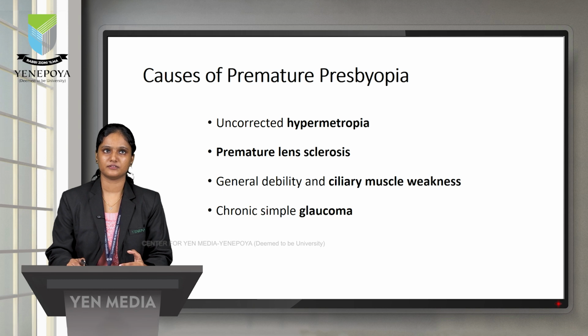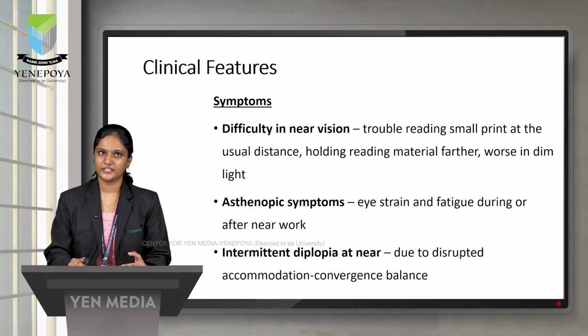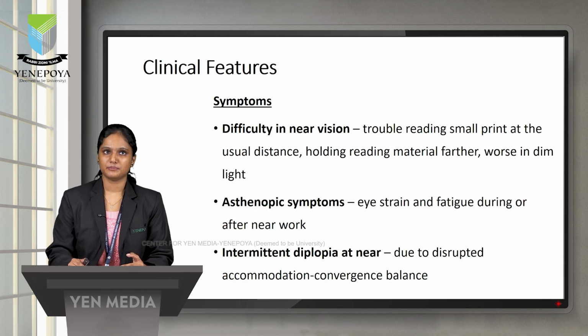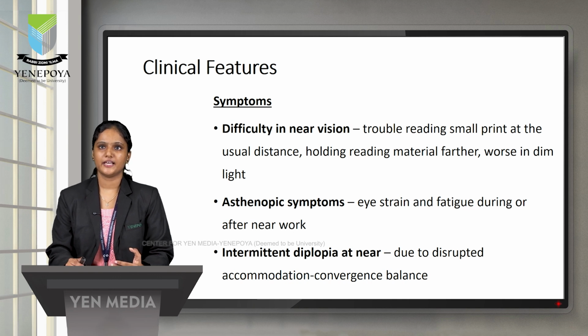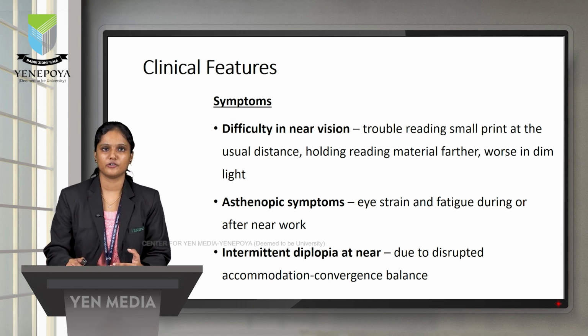Coming to the clinical features and symptoms: difficulty in near vision, that is trouble reading small print at the usual distance, and holding reading material further away. These symptoms worsen in dim light. There are also asthenopic symptoms like eye strain and fatigue during or after near work.